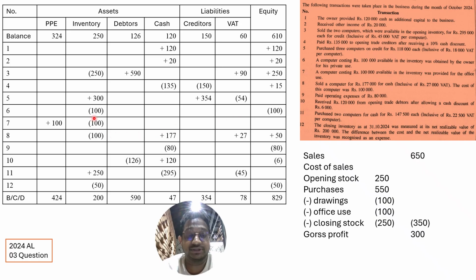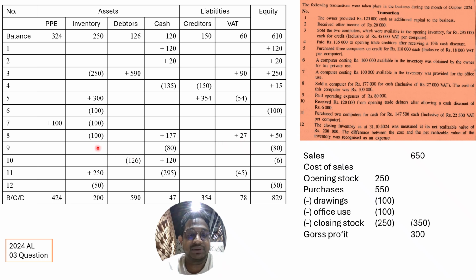It's also interesting. Here what we are doing, we are converting inventory for the office's property, plant and equipment, right? And eighth one, what you are doing here is selling a computer worth 100,000 for 177 in cash, and the VAT collected from that is 27. You should add it to the VAT liability.